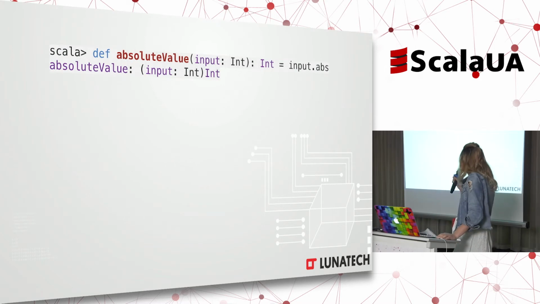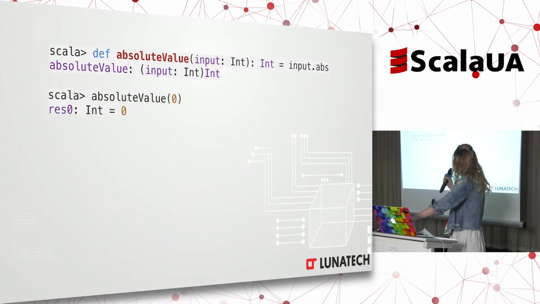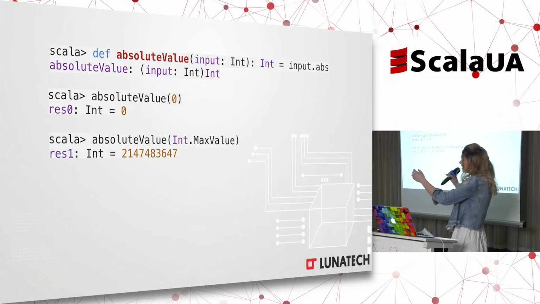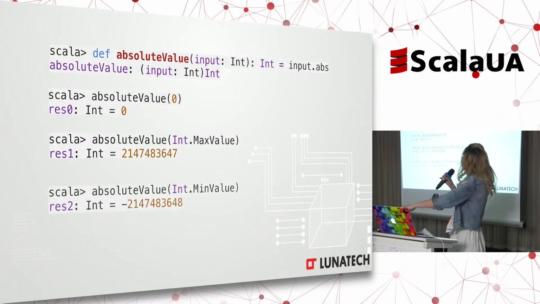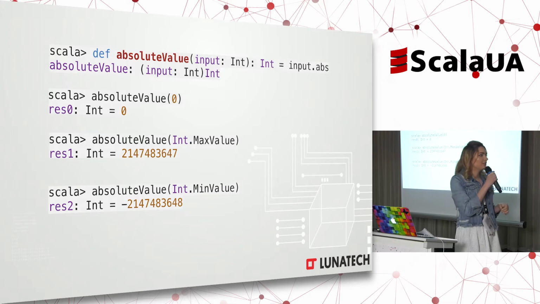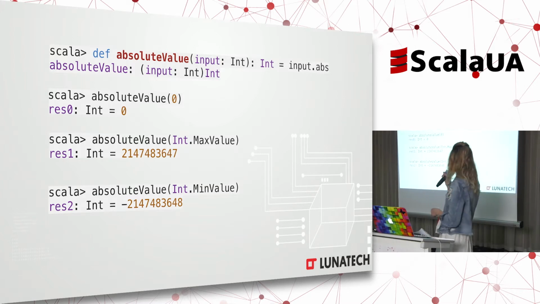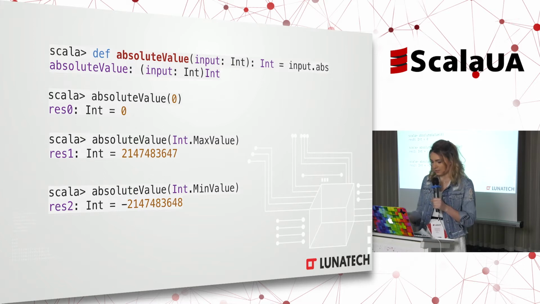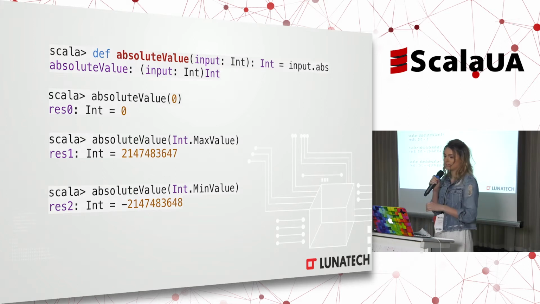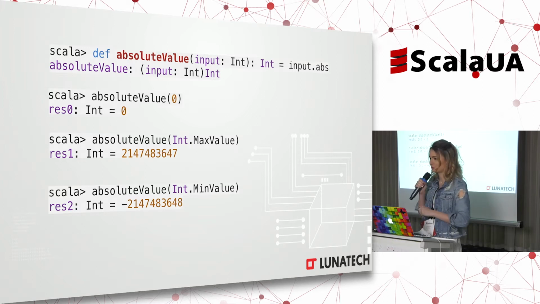So let's see how it would look in a console. So we would define the method, and we would manually check the absolute value for 0, 0 as expected, for the maximum value as expected, for the minimum value, bam. So we forgot that integers are not symmetric, and for the minimum value, you cannot actually take the absolute value and get the positive integer. But if you would use ScalaCheck, it would help you for sure to find this corner case.